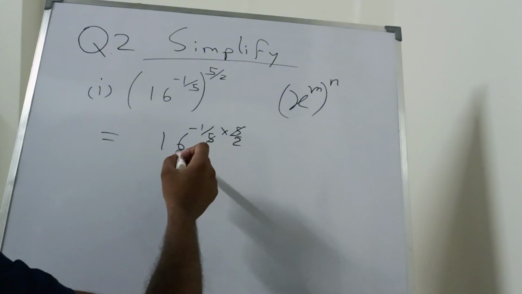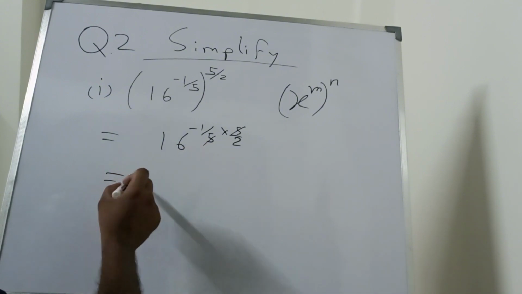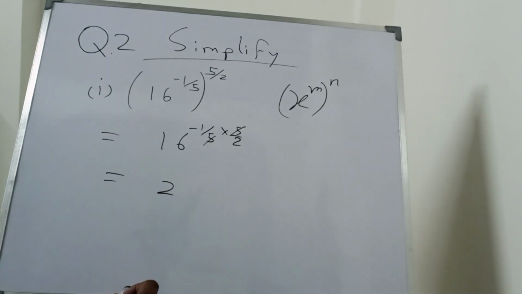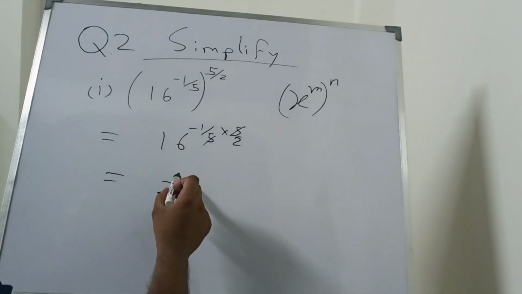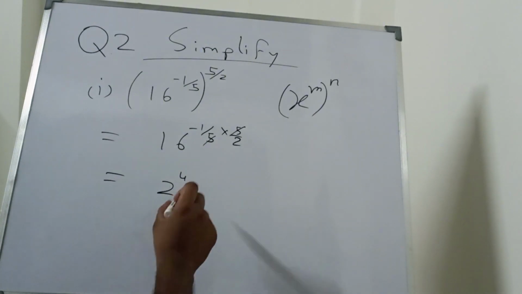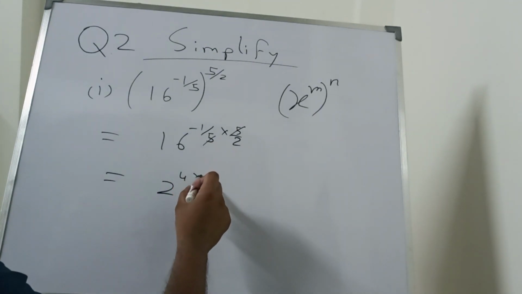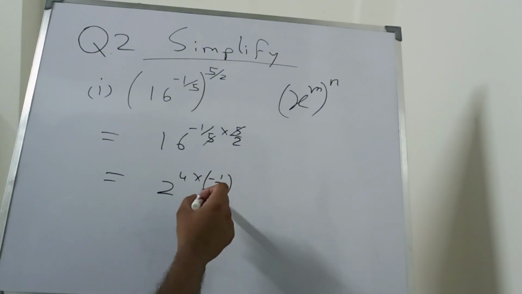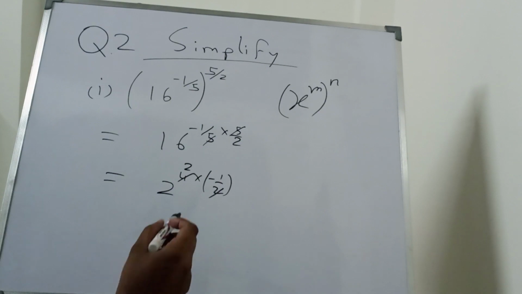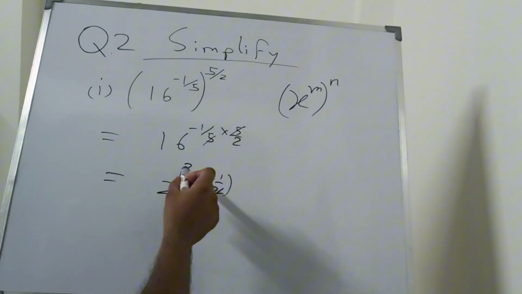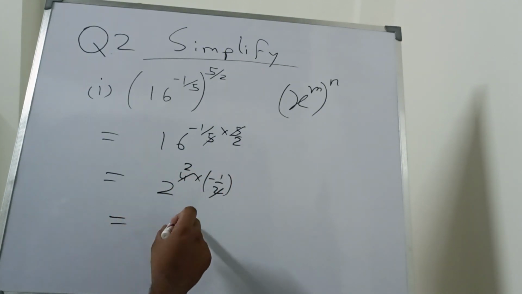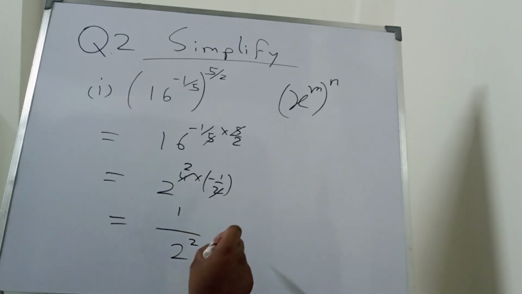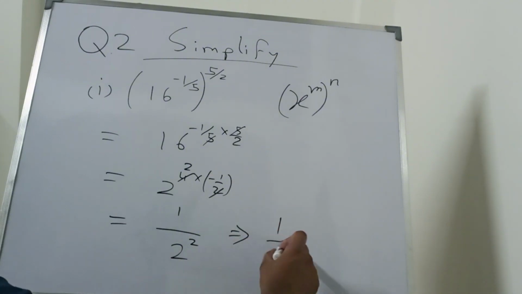So this 5 and 5 get cancelled, and this 16 can once again be written as 2 raised to the power 4. That 4 is then multiplied by minus 1 by 2. This 2 over here gets cancelled, so we get minus 2. That again can be written as 1 over 2 raised to the power 2. So the answer is 1 by 4.